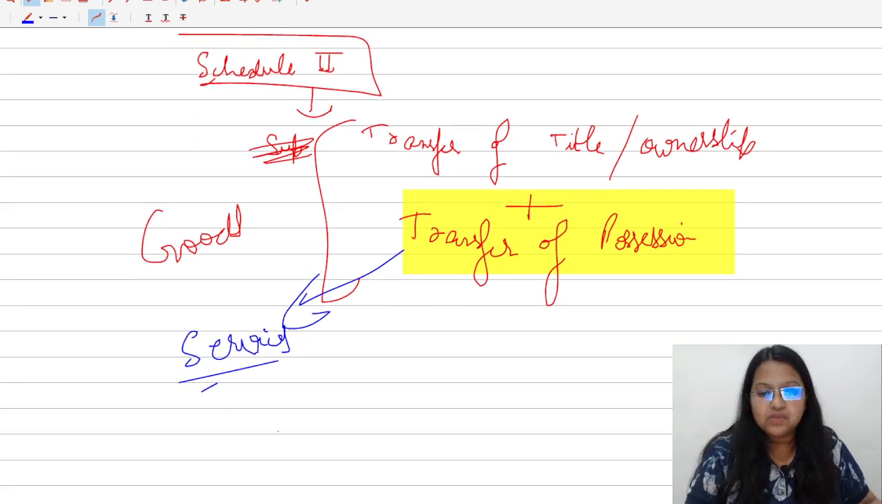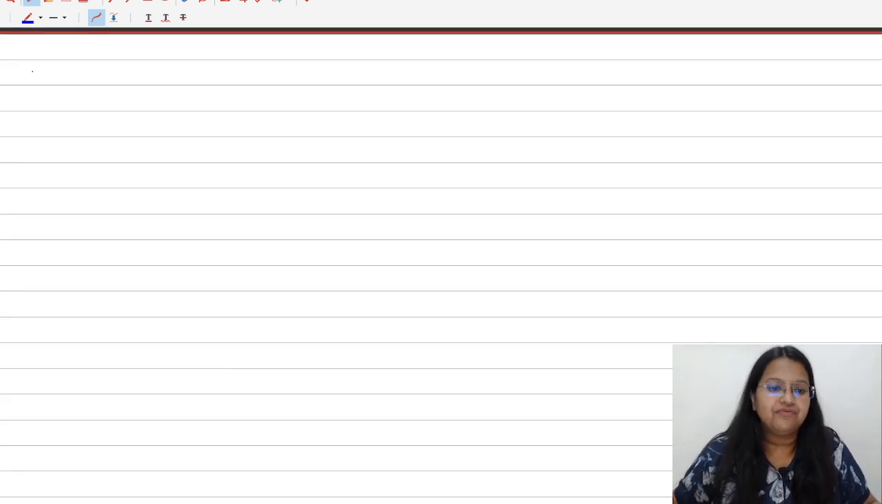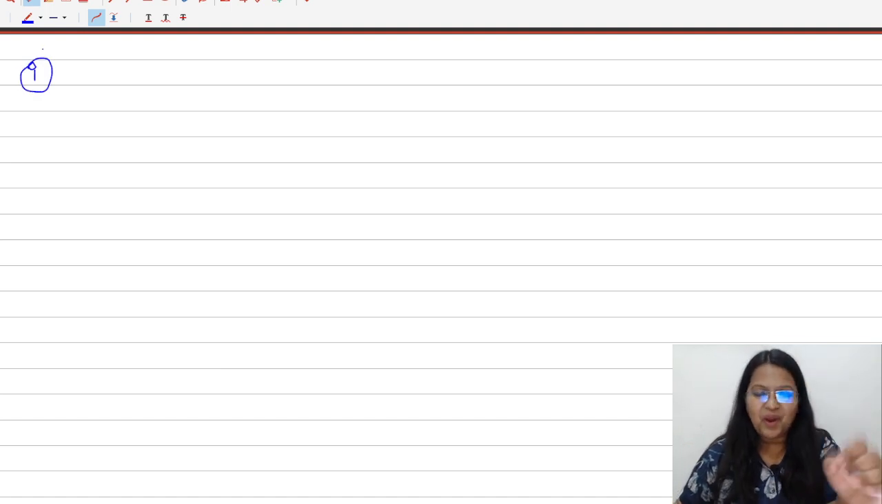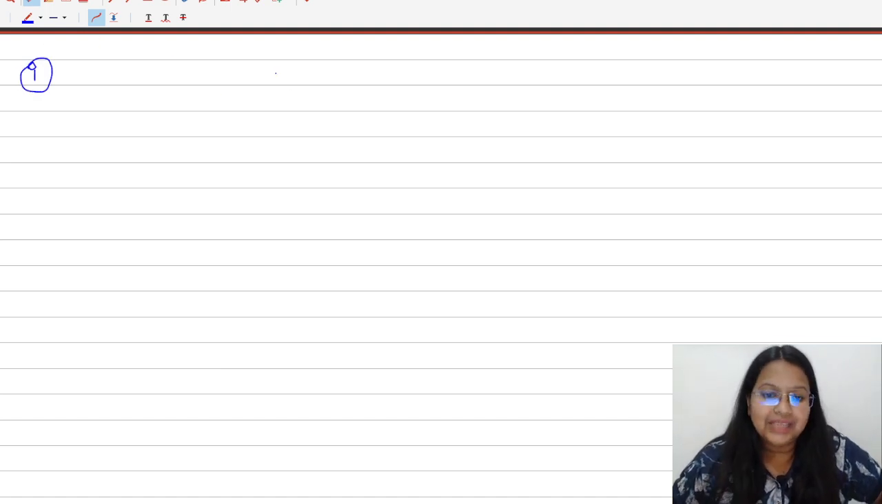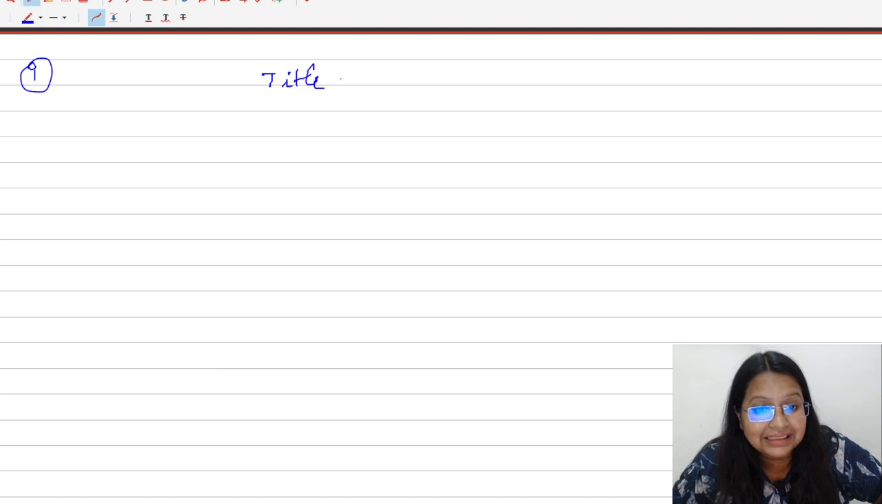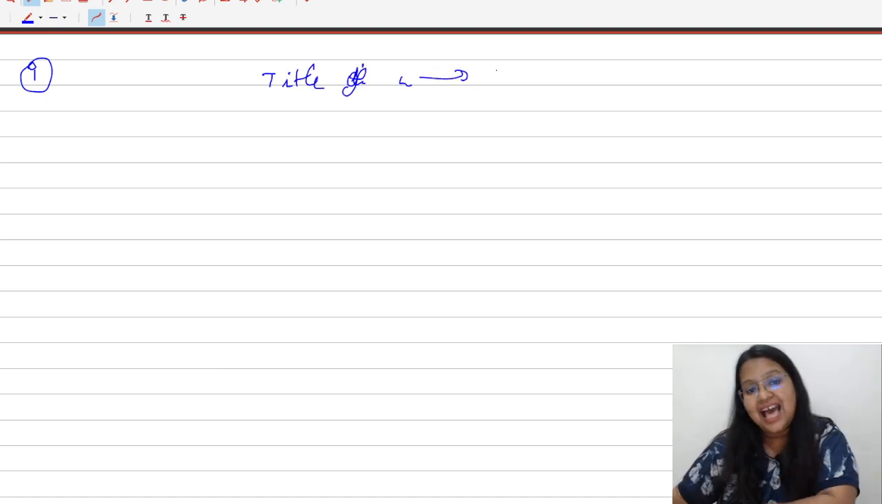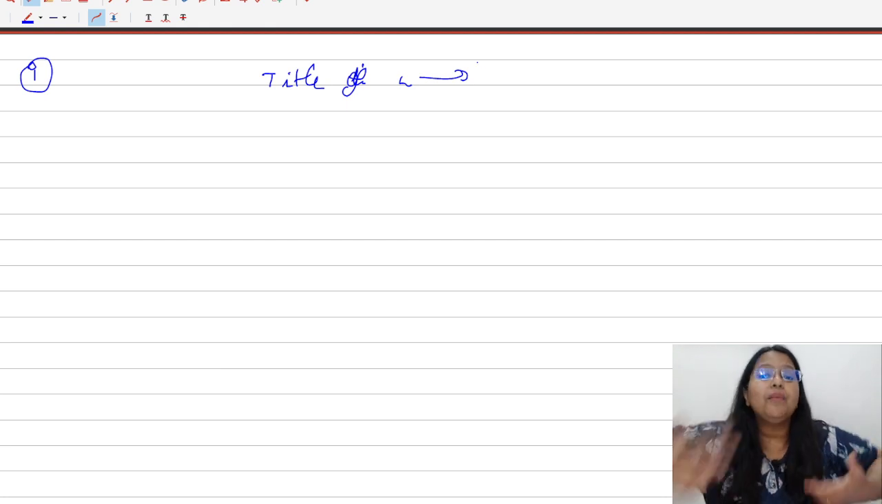So students, the first point which we are going to cover is the transfer. In schedule number 2, point 1 is there, that is a transfer. So that is the same thing. If there is a transfer of title in goods, it will be covered. As title has been transferred, obviously possession has automatically been transferred.